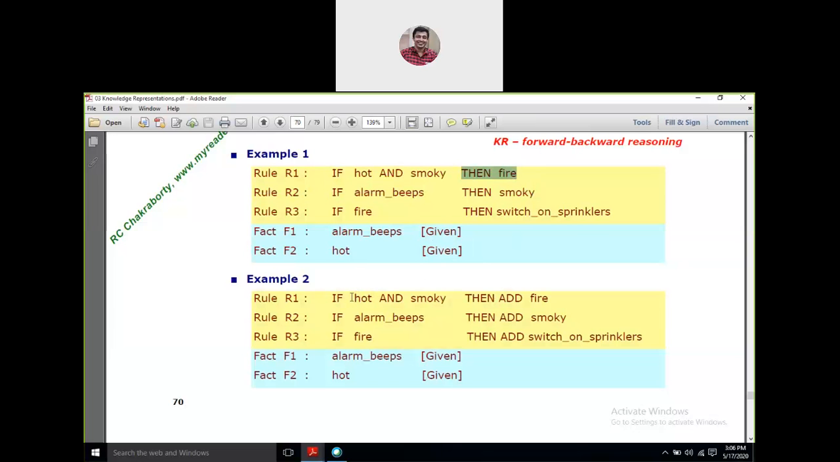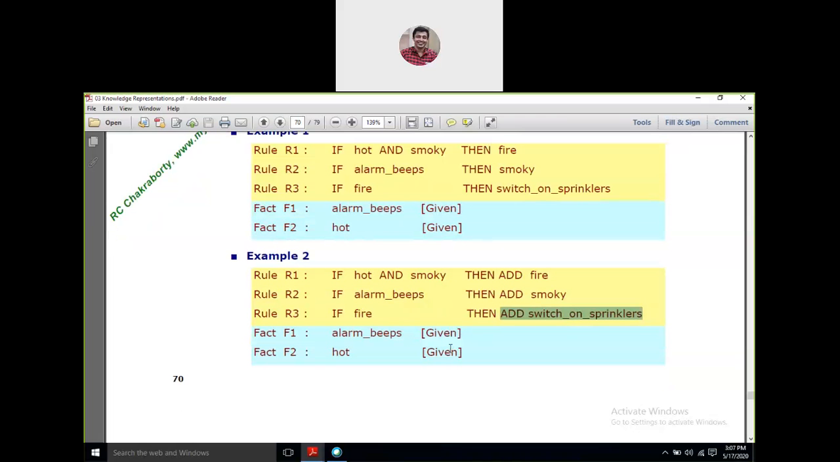In this case, we do have a premise, we do have a conclusion, and we do have an act to be performed. Like if it is hot and smoky, then you can add an information called fire in the working memory. If the alarm beeps, then you can add smoky to the working memory. If there is fire, then you can add switch on the sprinklers to the working memory, right? I'll not be saying again that this part is the working memory because we have got another diagram where we'll be explaining all these things. Let us move on now.